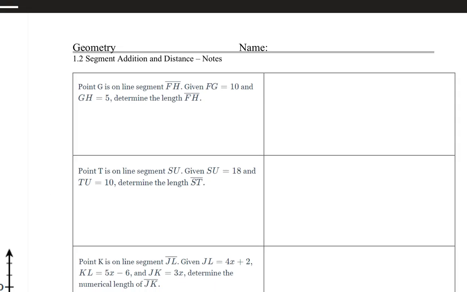So it says point G is on line segment FH. So let's draw that. Line segment FH, so that means one end is F, the other end is H. G is somewhere on the line. Okay, it says FG is 10, GH is 5. They want FH. So I'm just going to take my highlighter and I'm going to highlight from F to H. In my mind, I want the whole thing.